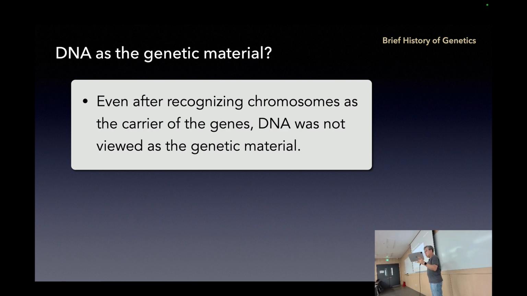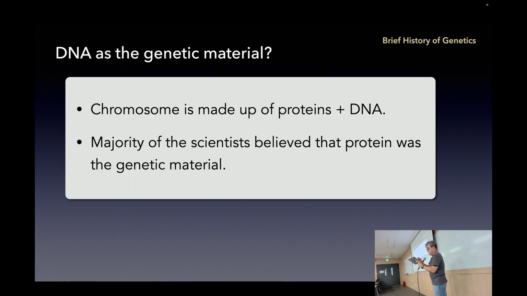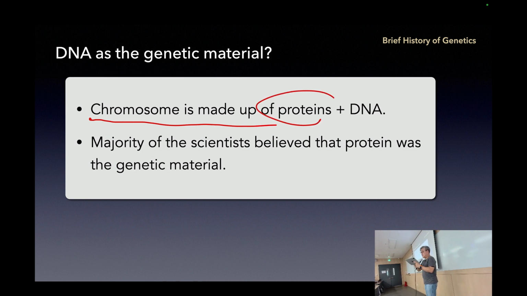Wait a minute, why? Because the majority of people still thought something else, because DNA was already analyzed chemically. It's done. And it turns out that, chemically speaking, chromosomes are made up of half protein and half DNA. Do you still remember the famous proteins that are tightly associated with DNA?